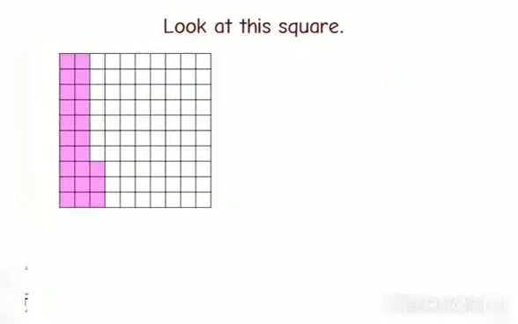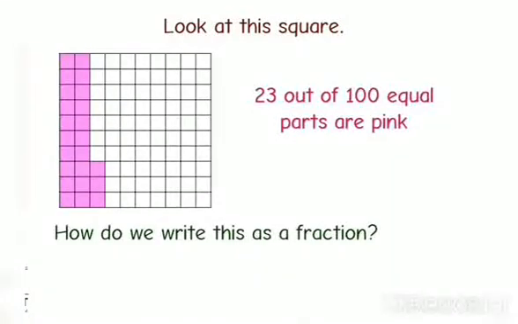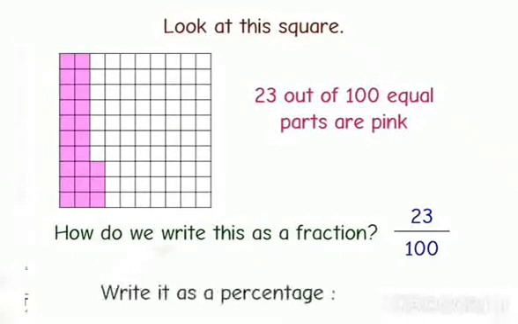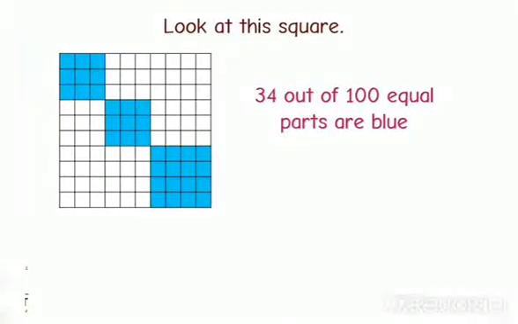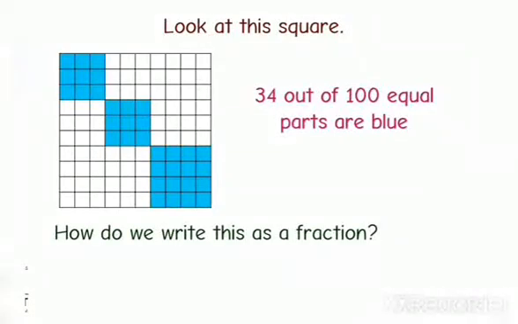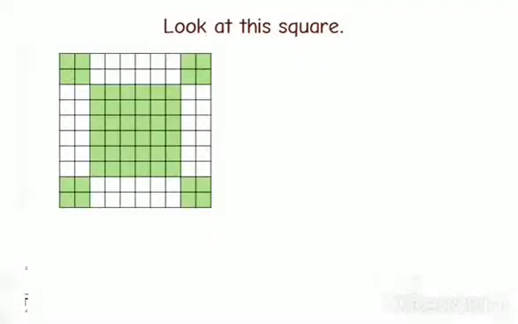Look at the square. 23 out of 100 parts are pink. How do we write this as a fraction? 23 upon 100. We write it as a percentage, 23%. Look at the square. 34 out of 100 equal parts are blue. How do we write this as a fraction? 34 upon 100. In percentage, we write it as 34%.